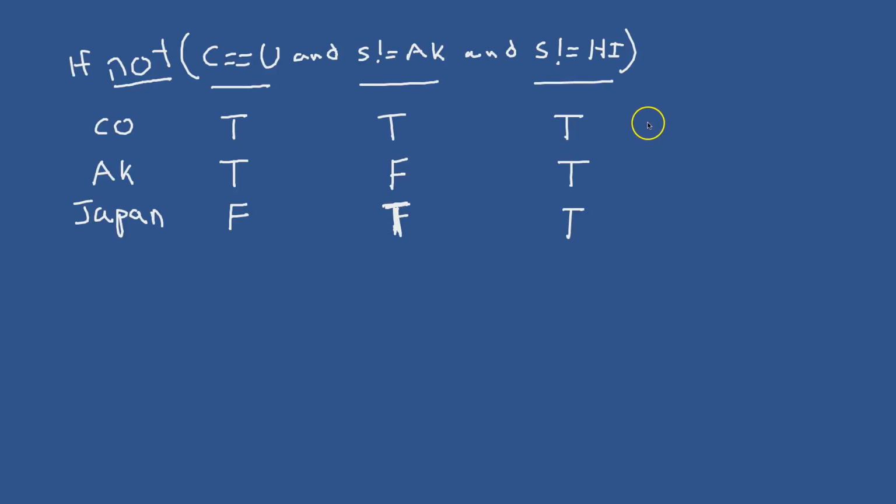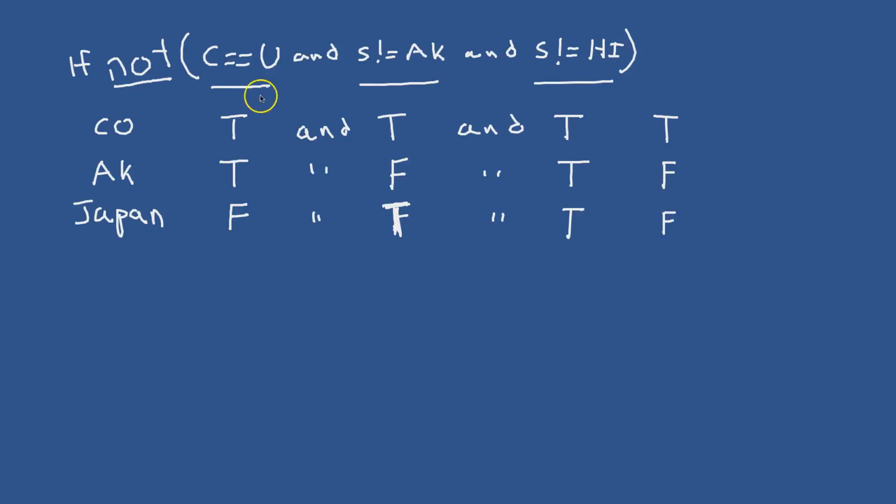Okay, so next we need to consider how these are related. These are all related by AND operators. I'm just going to put quotes down here. So for a logical expression to be true, all the Boolean values in an expression that is related by ANDs have to be true. So this expression for Colorado is true. And for Alaska, we have one false in here, so AND would give us a false. And same for Japan, we have two falses, so that's also false.